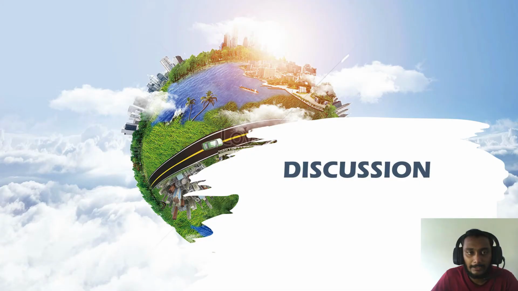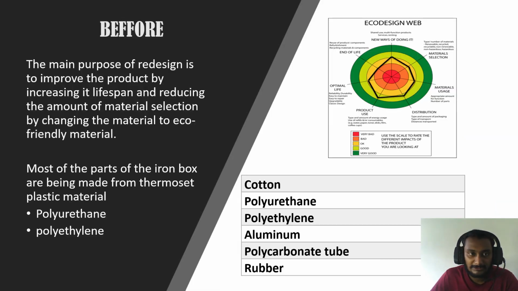Thank you. Hi, I'm Thanaaji and I'm going to present the discussion of the product recycle project on the product that we selected, which is the iron box. So, before the redesign, the main purpose of redesign is to improve the product by increasing its lifespan and reducing the amount of material selection by changing the material to eco-friendly material. Most of the parts of the iron box are made from thermoset plastic material, which are polyurethane and polyethylene. Thermoset plastic materials are non-recyclable or not compatible with the recycling process.